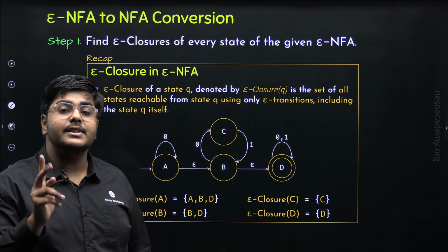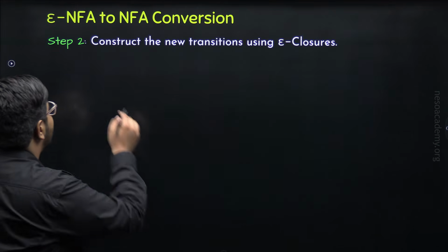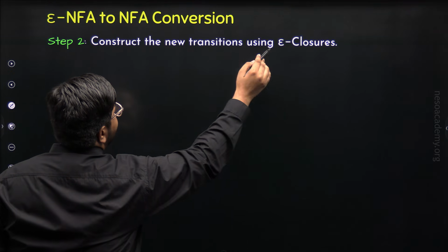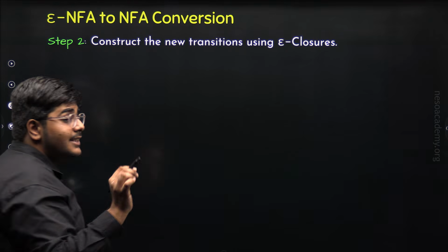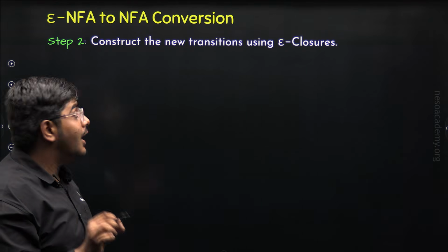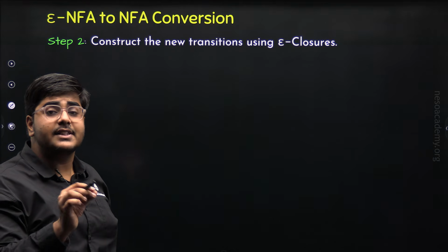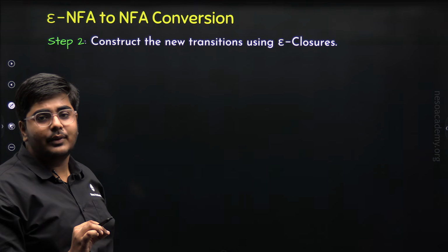Now we will proceed to step number 2. Step number 2. Construct the new transitions using epsilon closures. So in this step, you are required to construct the new transitions using the epsilon closures of the states that we have just calculated.